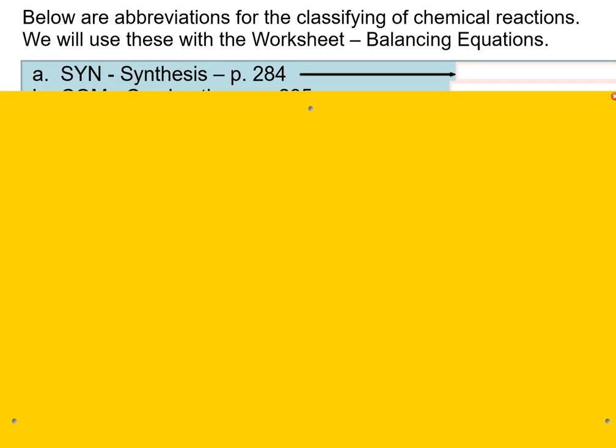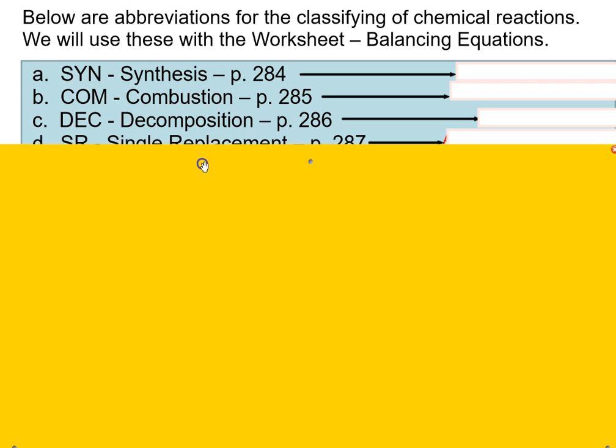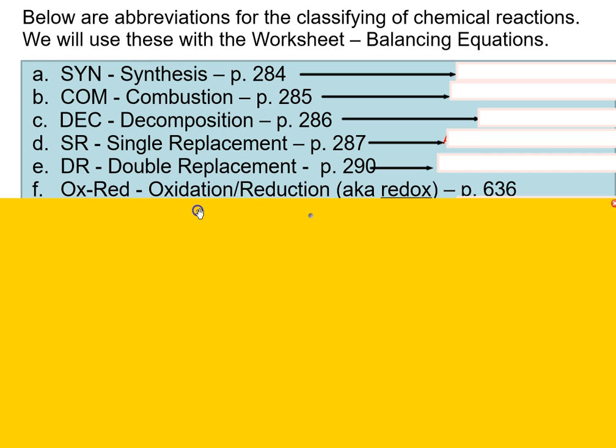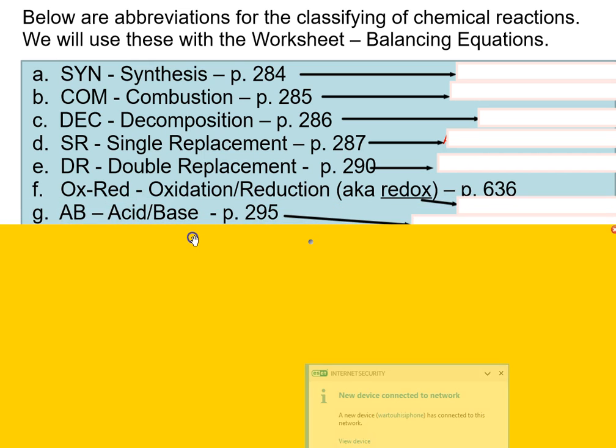Okay, today in class we have done our homework call and we've done the background of writing these different reaction types. And we wrote those down out of the book as our do now. And we did everything but ox-red and acid-base. So what we're going to do right now is fill in the blanks.